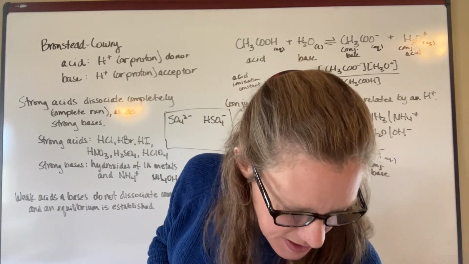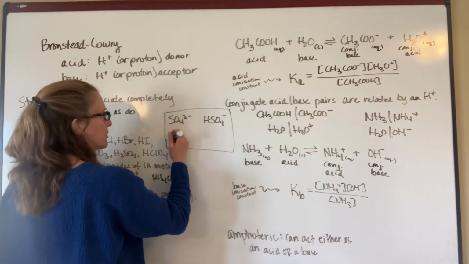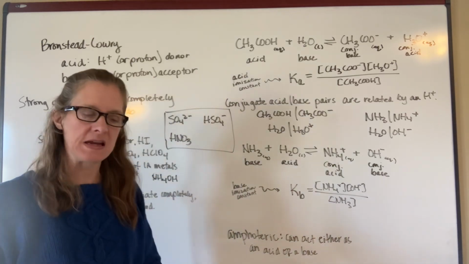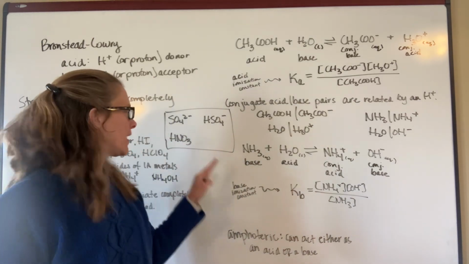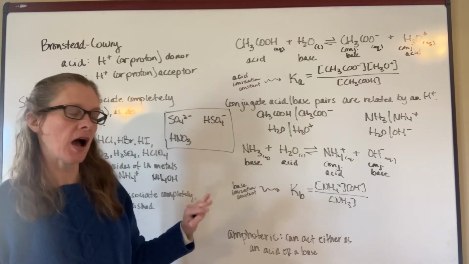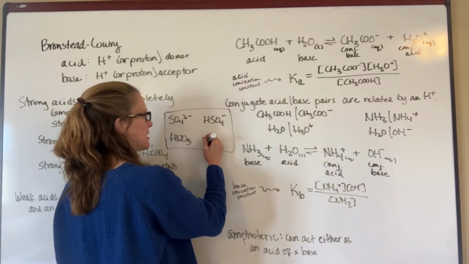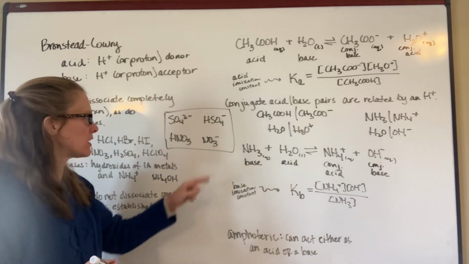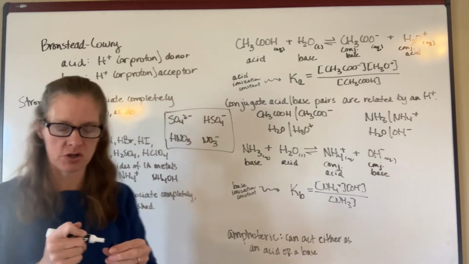Part B says, what is the conjugate base of HNO3? Well, if I'm looking at the conjugate base, I'm looking at what is this after it's lost a hydrogen ion. So the conjugate base is going to be NO3 minus. Okay, so make sure you get your ion charges on there.